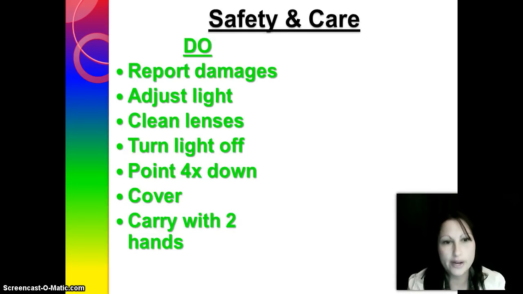All right, safety and care for the microscope. Some labs have different rules. These are our basic care for our microscope. Couple of do's. If you get your microscope and it's not working, tell your professor right away.